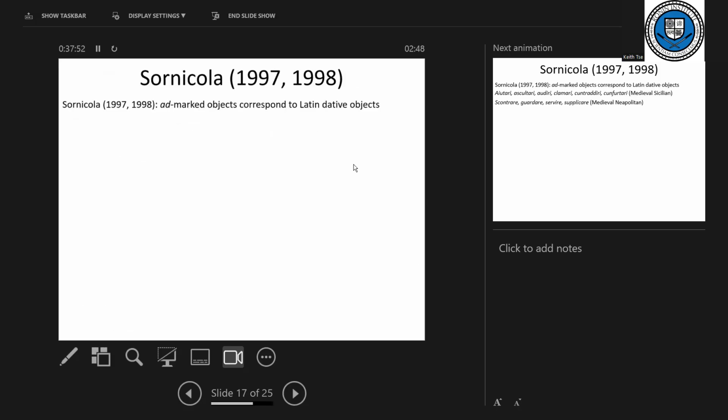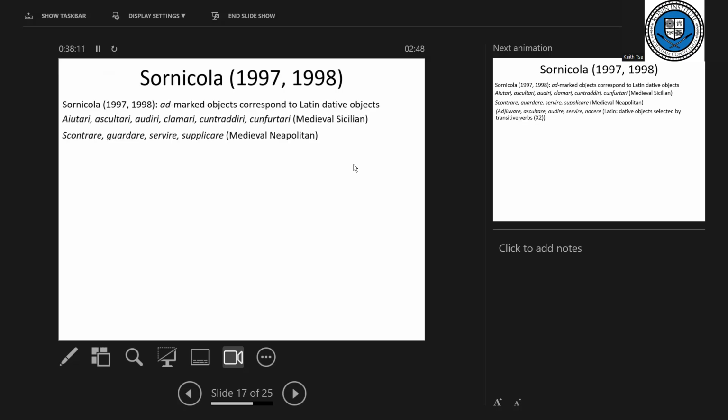Right. In the later period, we get some interesting developments. Rosanna Sornicola has done some foundational work on the Latin and proto-Romance background to DOM. And she says that a-marked objects correspond to Latin dative objects. She looks mainly at medieval Italian dialects, and most of these verbs correspond to Latin objects selected by two-place verbs. In Latin, there's a series of verbs that take the dative as a direct object. So the direct object is marked in the dative.